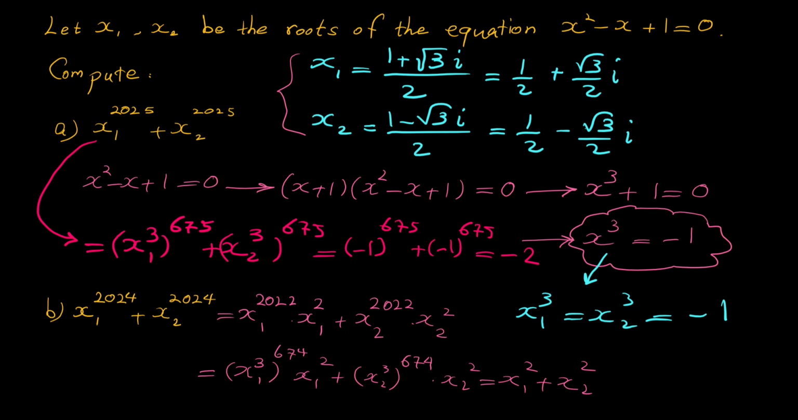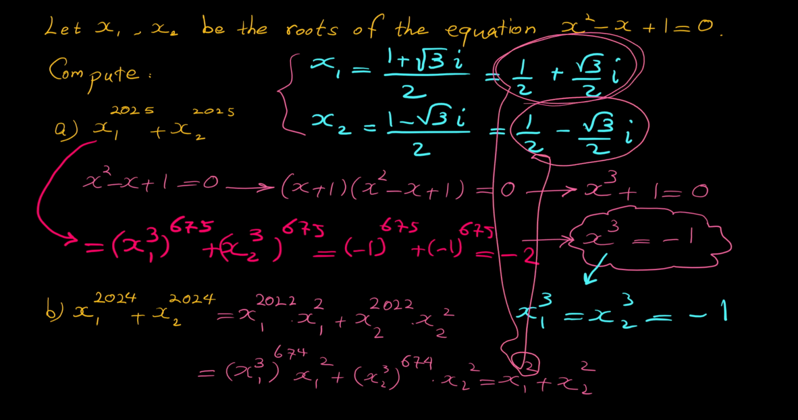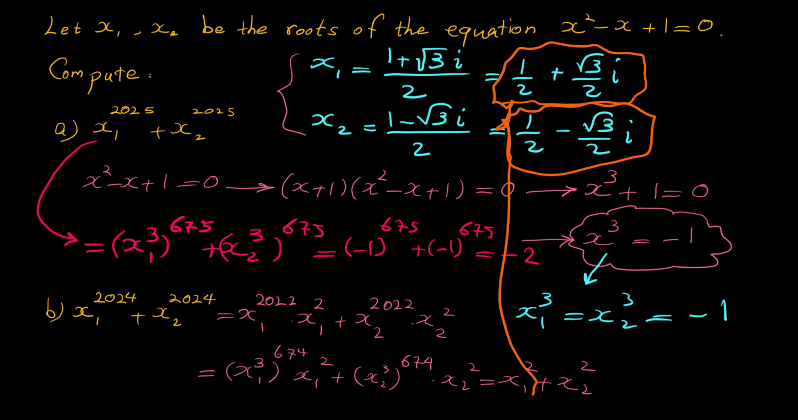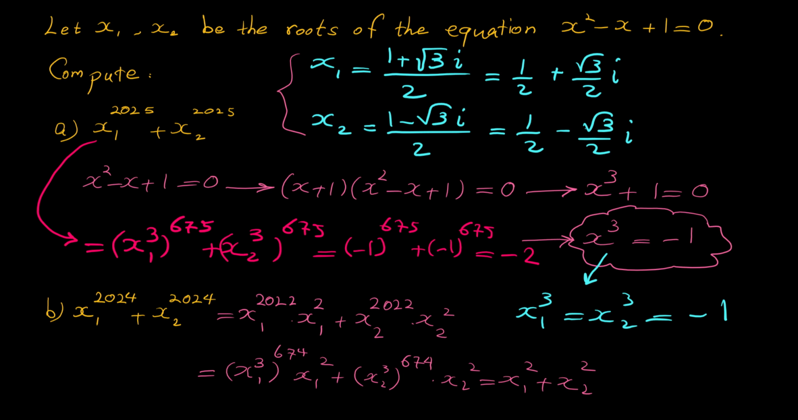Now the only thing that we have to do is raise this complex number to the power of 2, and then raise this complex number to the power of 2, and then add them to each other. This is one way of doing the question. So you can complete this solution by raising this to the power of 2, then raising this to the power of 2 and adding them to each other. But there is again a better way of doing this.